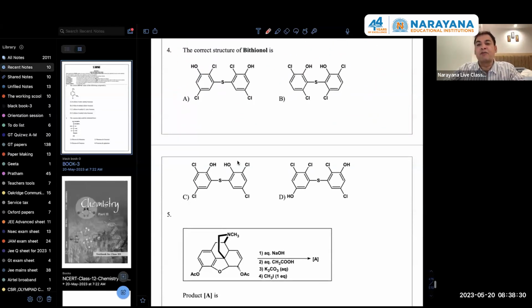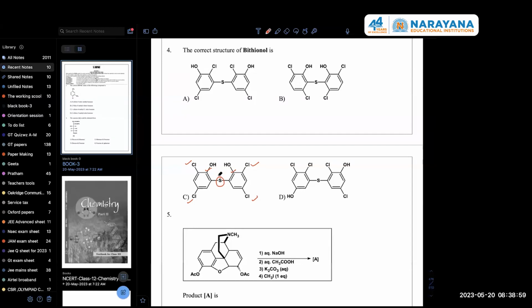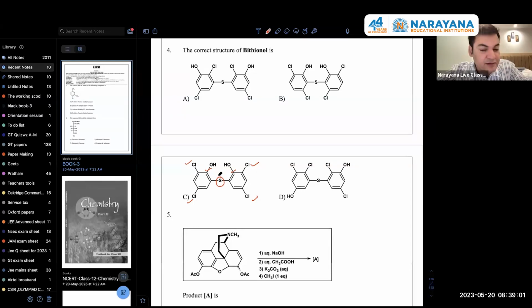Correct structure of bithionol. These are the simple questions. Then I will start some different questions. Which option is the correct structure? C. Yes, absolutely. This is a highly symmetrical structure: Cl like this, Cl like this, both OH on the ortho position, and in the middle we have sulfur. Where do we use bithionol? In soaps. Disinfectant. In medicated soaps, right?